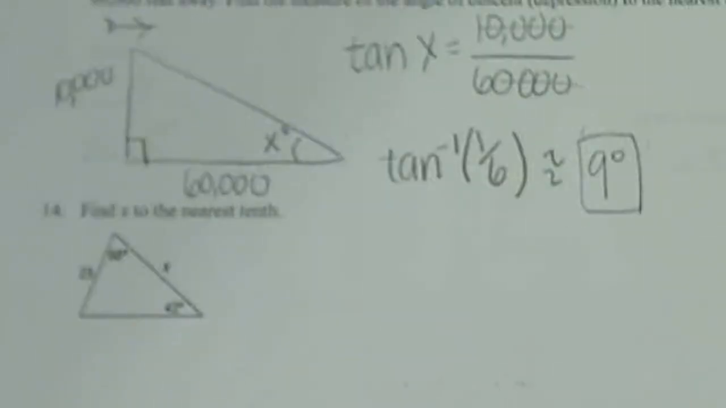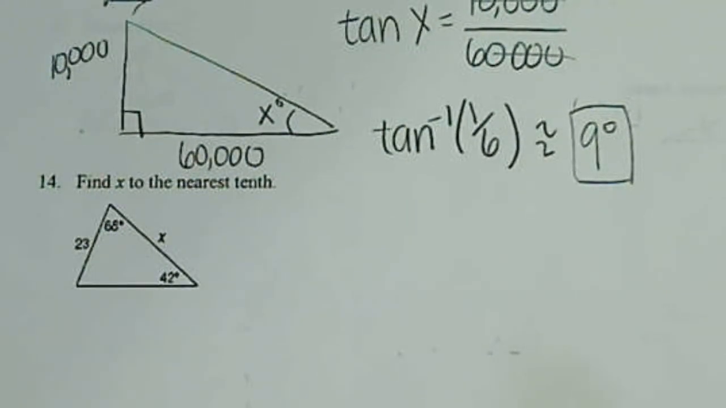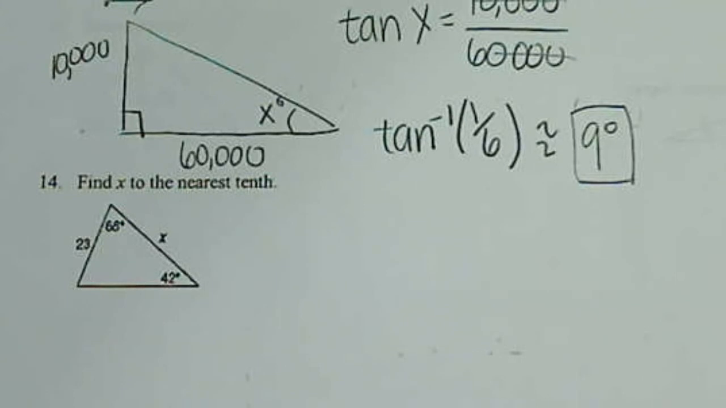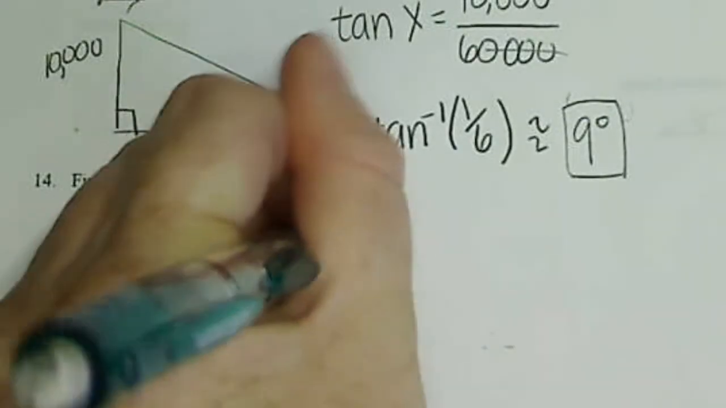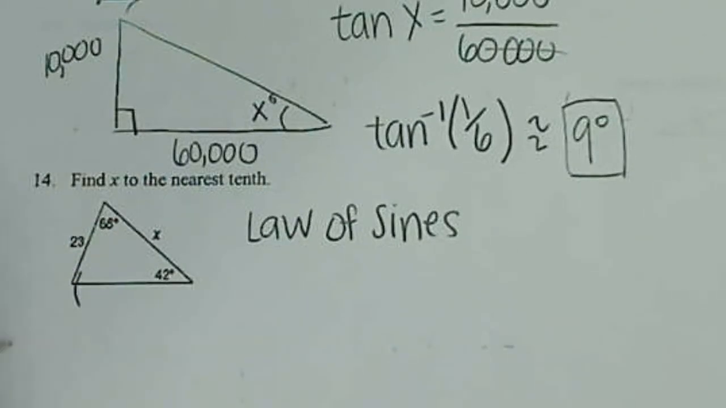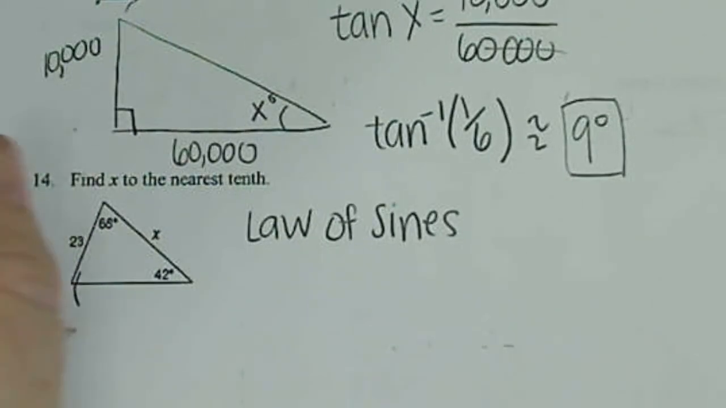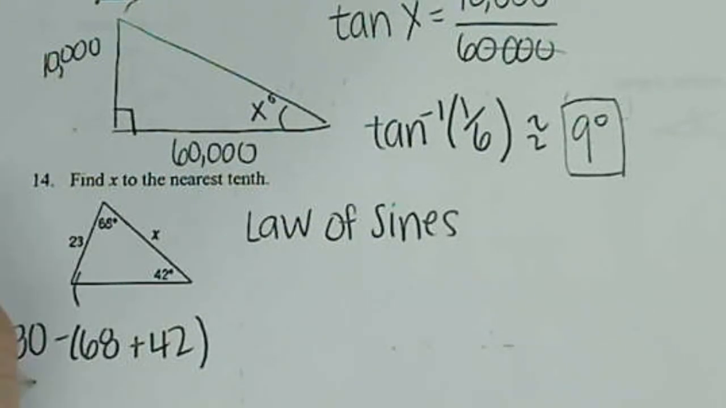Alright, number 14. To solve for x, ask yourself, do you have a right triangle? Since the answer is no, you cannot use Pythagorean theorem. You cannot use SOHCAHTOA. You have to use law of sines. Now, to use law of sines, you do need to find this missing angle. So let's do a little math. 180 minus 68 plus 42. We'll find that angle is 70 degrees.